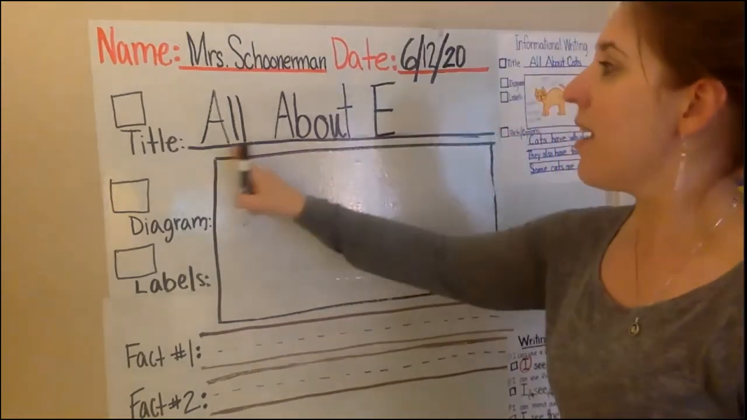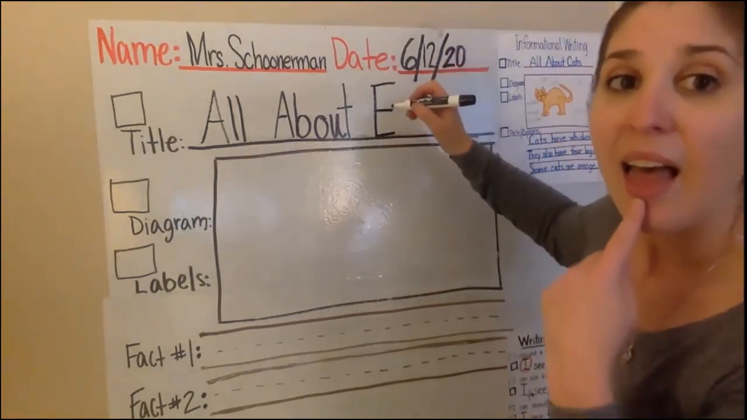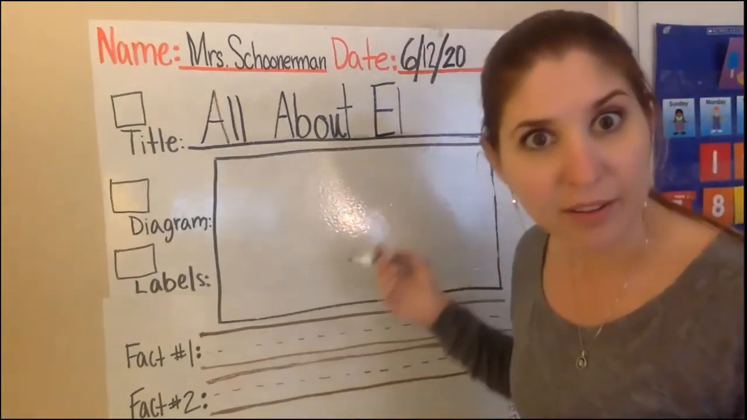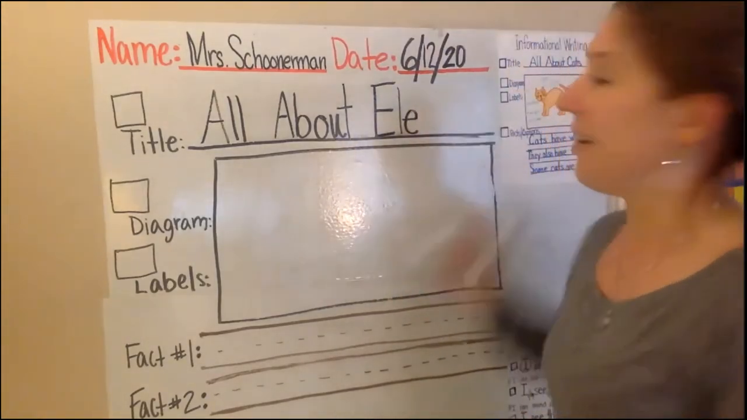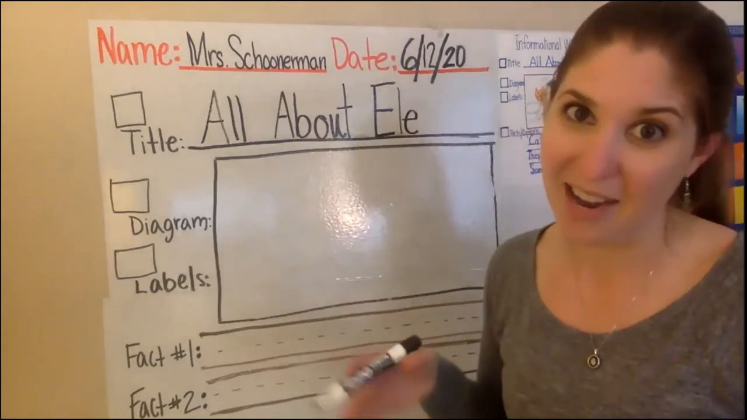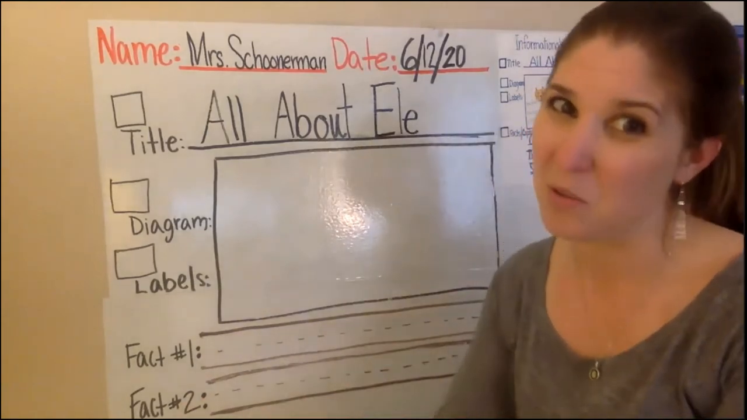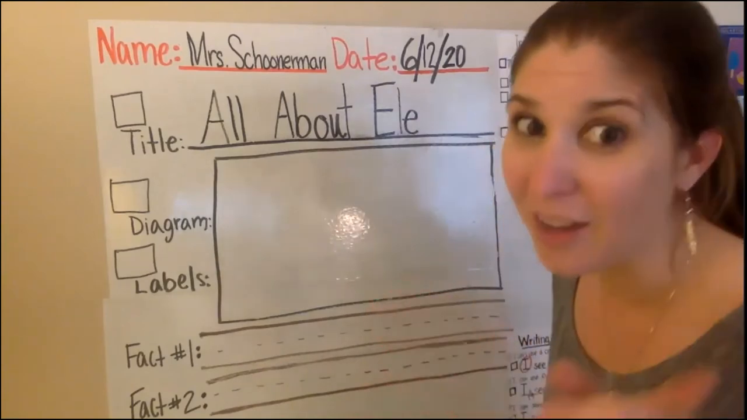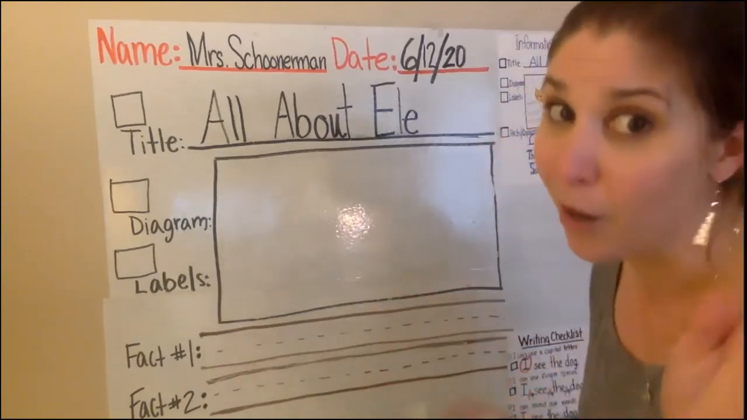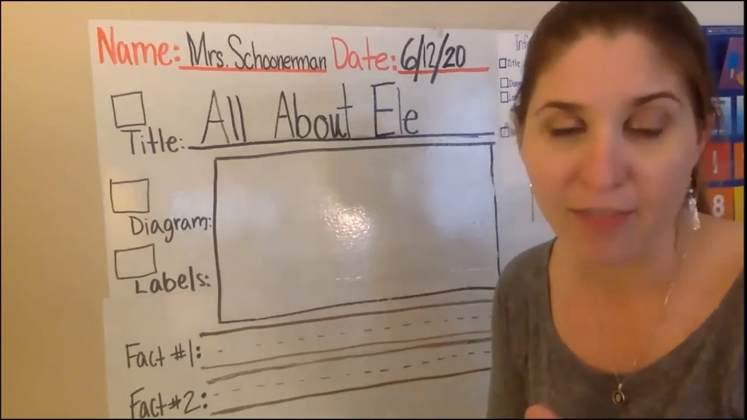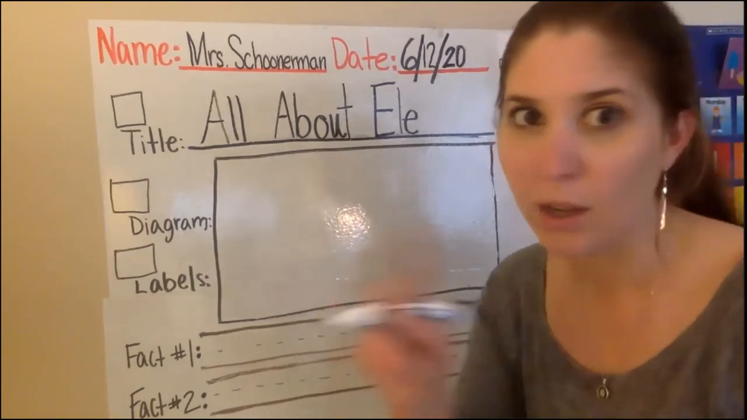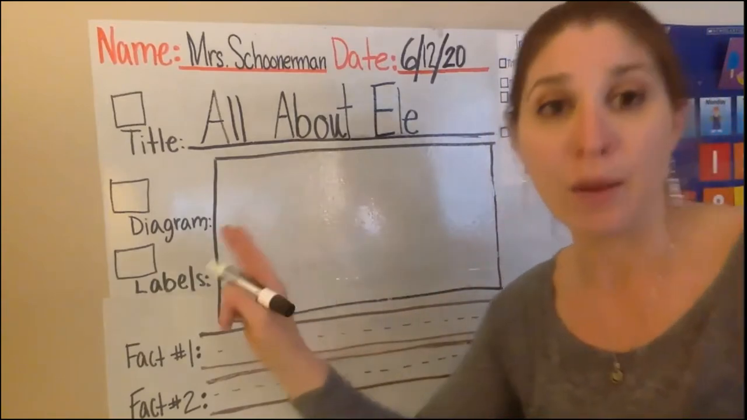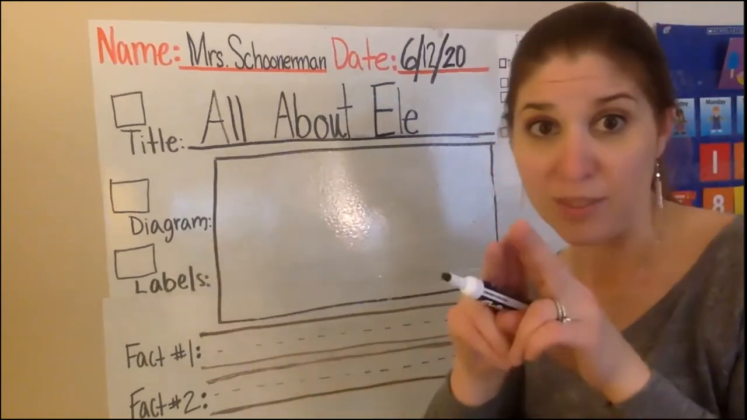E, L, another E. Okay, now this is a funny digraph that we really didn't talk about this school year at all, but you might already know it. If you saw the Jack Hartman digraph video, you know what I'm talking about. It's a digraph that goes, but it's not the letter F.